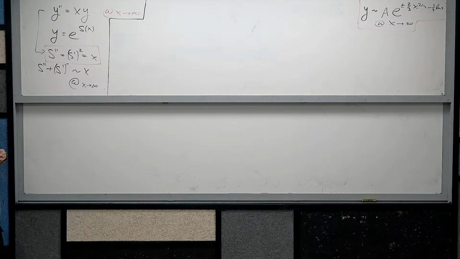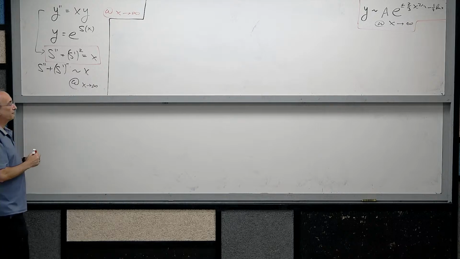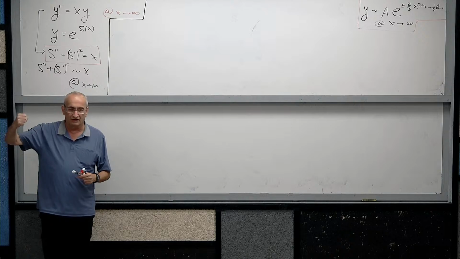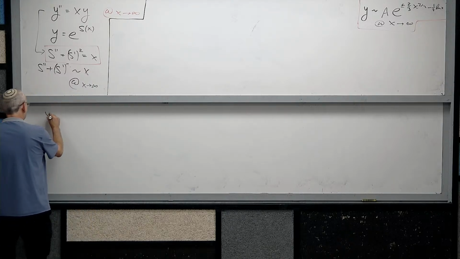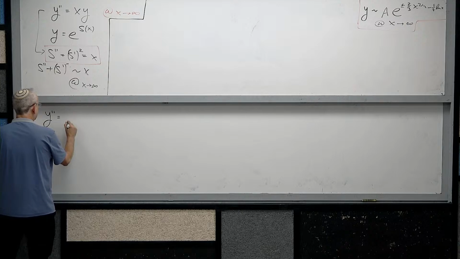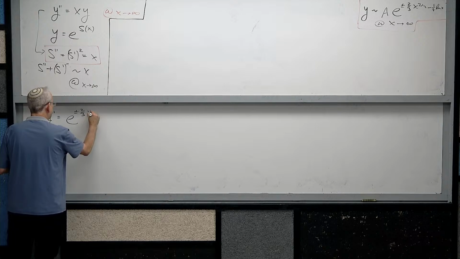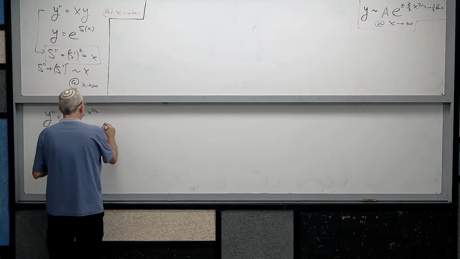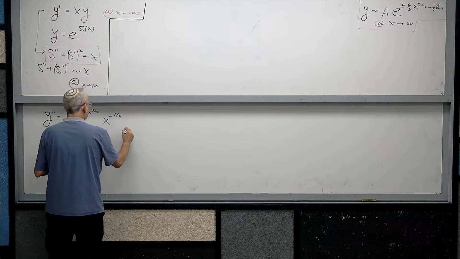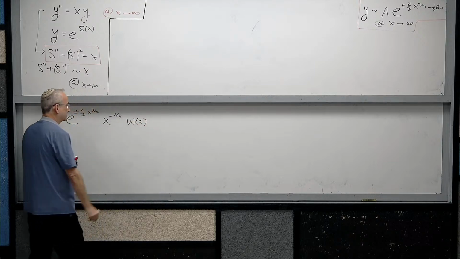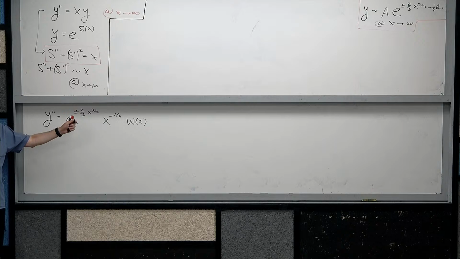So when we try to expand around 0, we wrote a power series. Now I want to write a power series for the equation, but a power series around infinity. How am I doing that? First of all, I'm going to implement what I already have. So what I would like to write is y equals e to the plus minus 2/3 x to the 3/2 times x to the minus 1/4 times W of x. So my goal is to find W.